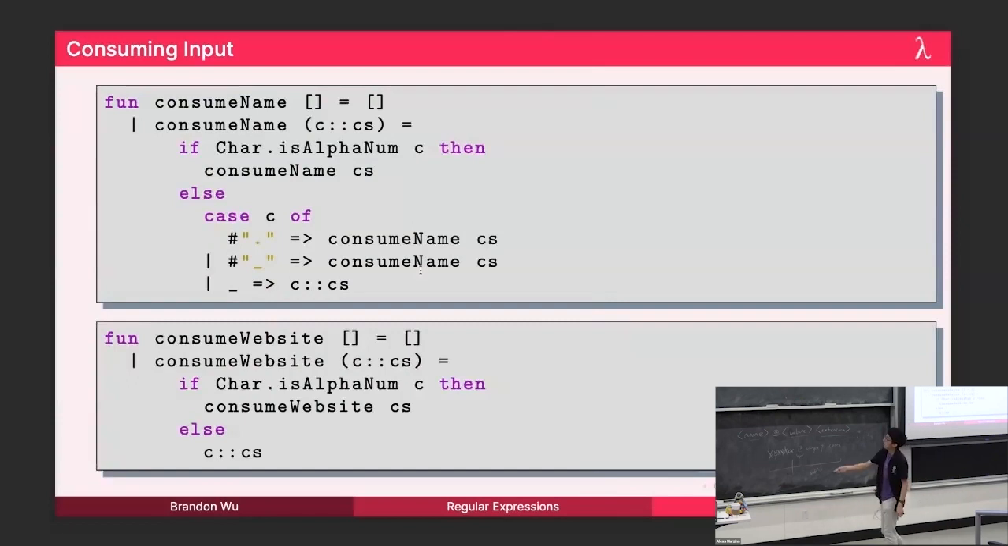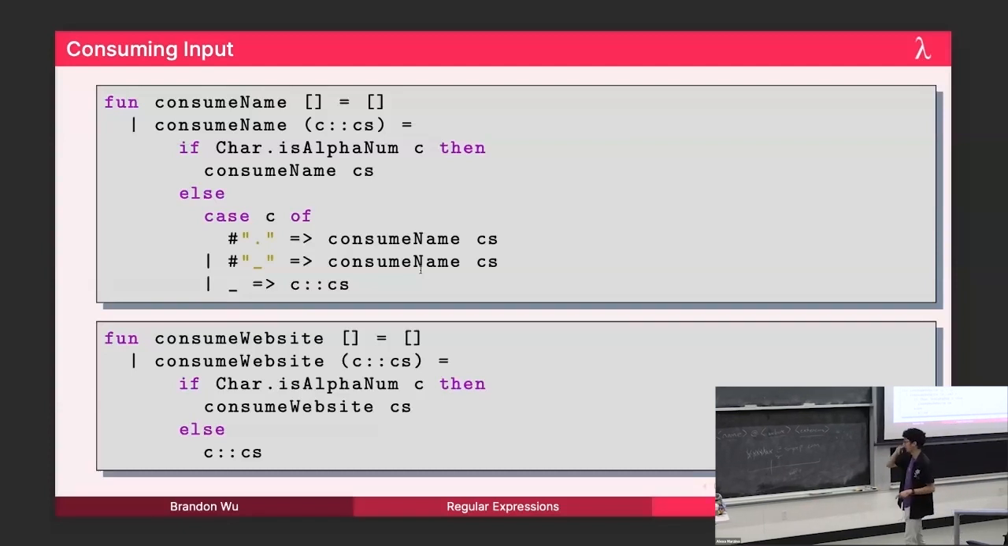If I have consume name, I check. It's a recursive function. If it's empty, I can't take anything off, so I return the empty list. If it's C cons Cs, if the C is alphanumeric, I take it off and I continue to consume on the suffix. Otherwise, if C is either dot or underscore, I also do the same thing. I take it off and I consume. Otherwise, if it's none of those things, like if it's at, then I stop in my tracks and I leave the whole thing because I can't consume anymore. So once I've done that, I'm done.